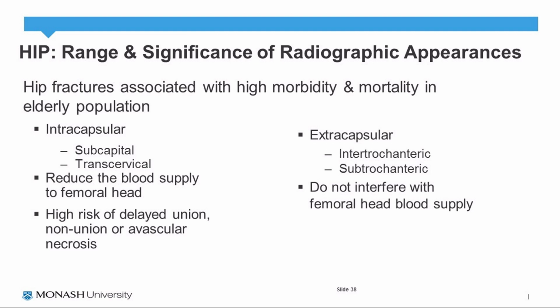Intracapsular fractures include the subcapital and transcervical fractures. Of course, there is a risk of reduced blood supply and avascular necrosis. With extracapsular fractures, these occur at the level of the trochanter, so intertrochanteric or below, so subtrochanteric, and it does not interfere with the femoral head blood supply.